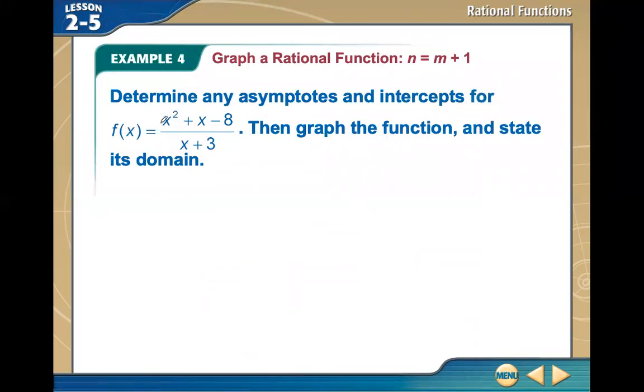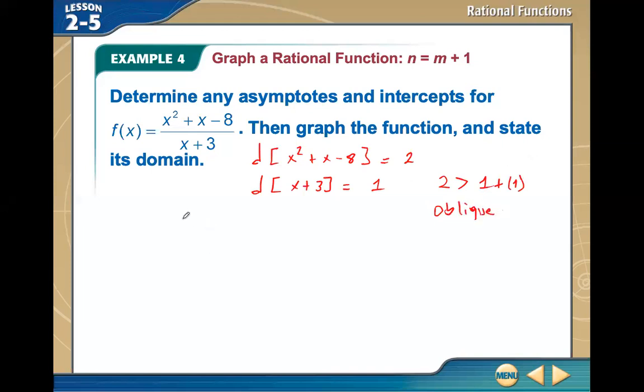Now, when you look at this question, do we have oblique asymptote or not? Yes, we have, because the degree of the numerator is greater. Okay, since, as you said, the degree of the numerator, which is x squared plus x minus 8, is 2, and the degree of the denominator is 1, 2 is one more than the degree of the denominator, so we have oblique. So to find the oblique asymptote, we just use the polynomial division.